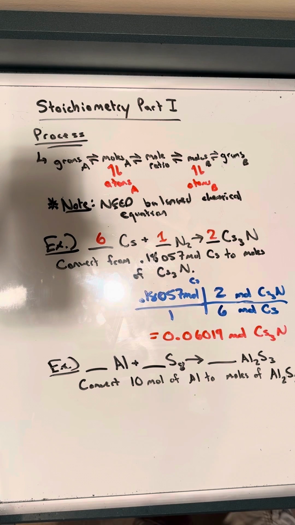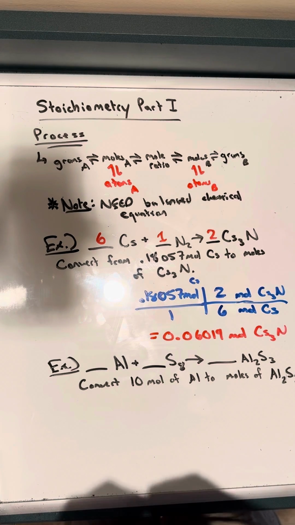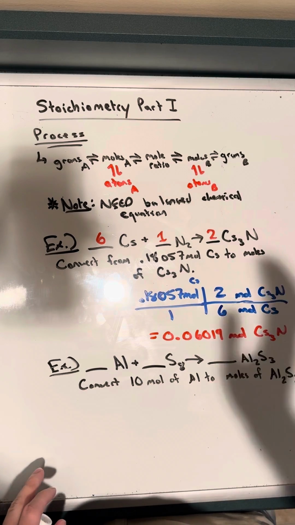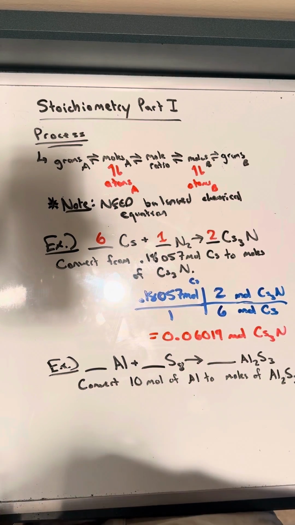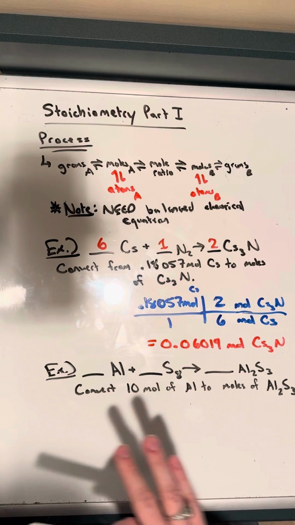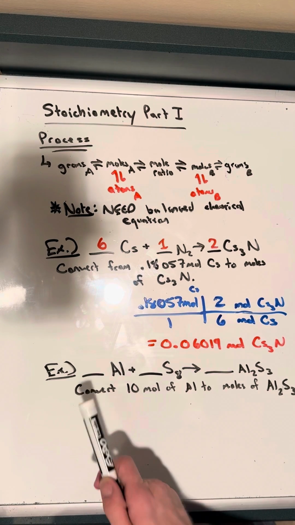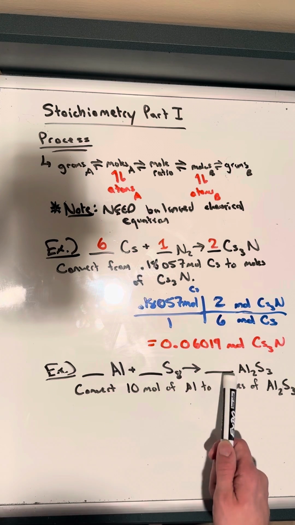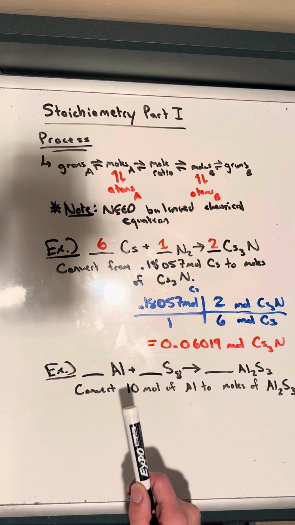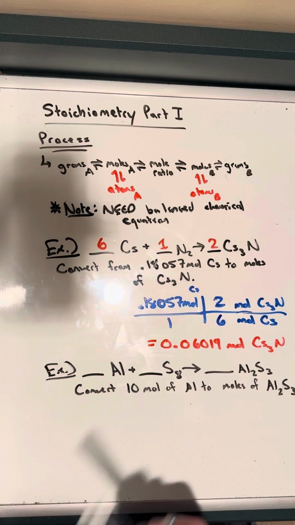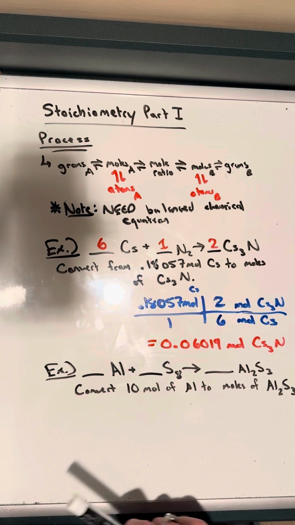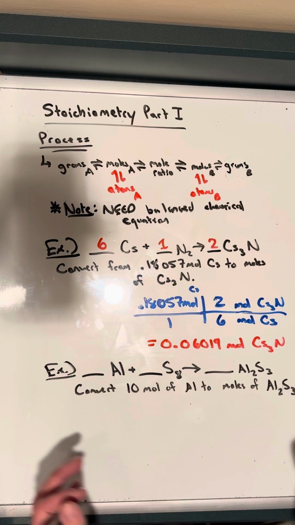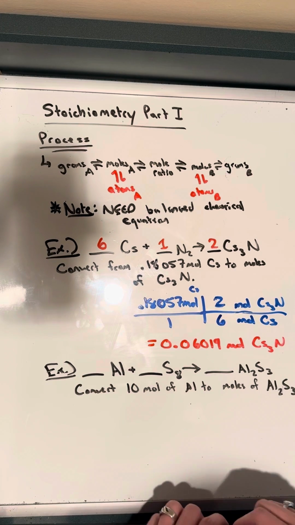Now, one thing to keep in mind, I know students have asked me this in the past, and I will tell you guys in this video as well. When it comes to converting, you can go from one element to any other element. It doesn't have to be from one side to the other. You can go from aluminum to sulfur. You can go from sulfur to aluminum. You can go from sulfur to aluminum sulfide. It doesn't matter where you start or finish. It's just a process that you go through every time.